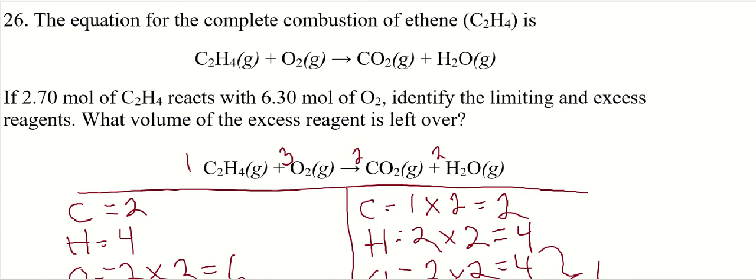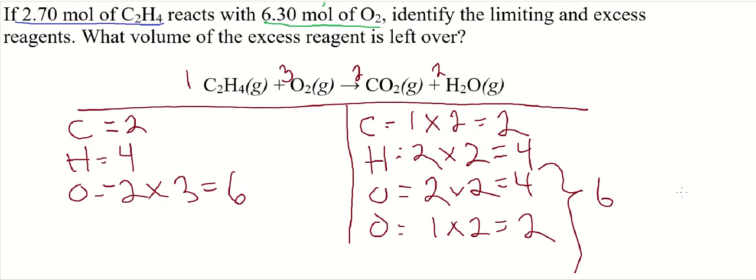All right, what's the thing here? They're giving us 2.7 moles of ethene. They give us both of these, and it looks like we're going to have to do stoichiometry twice to figure out what the limiting reagent and excess reagent are. Bummer. Let's do it. All right, we'll do this one first.